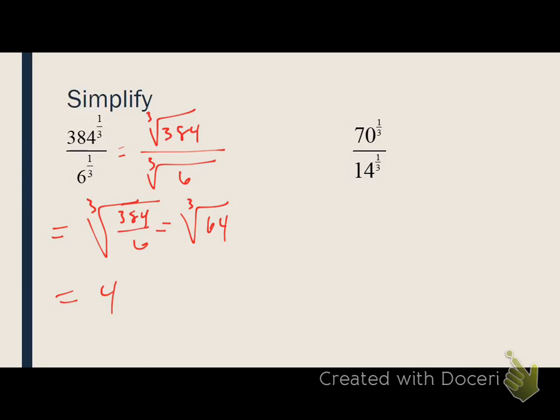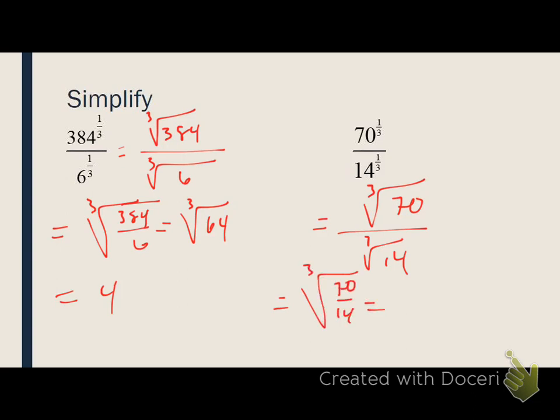Hopefully you have started looking at this already. I've got to change this because the bases are not the same. Now merge those. And 14 will go into 70 5 times. And so I'm left with the cube root of 5. And we're done there. Okay?